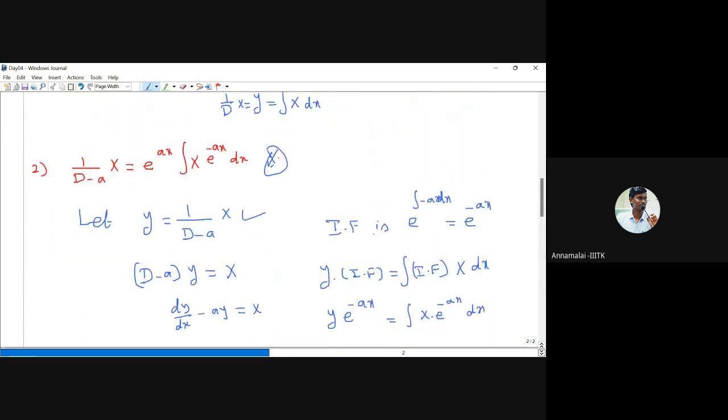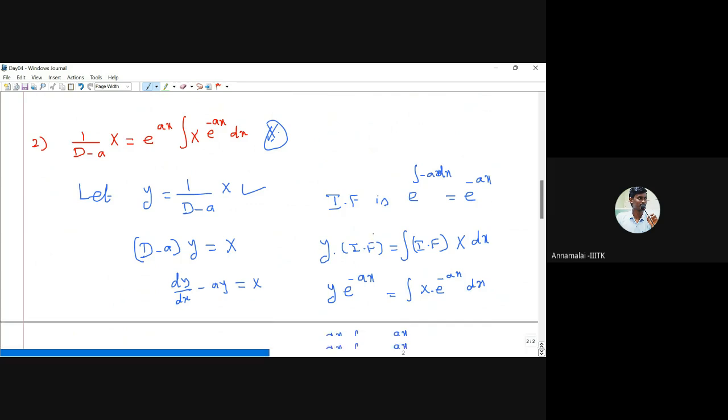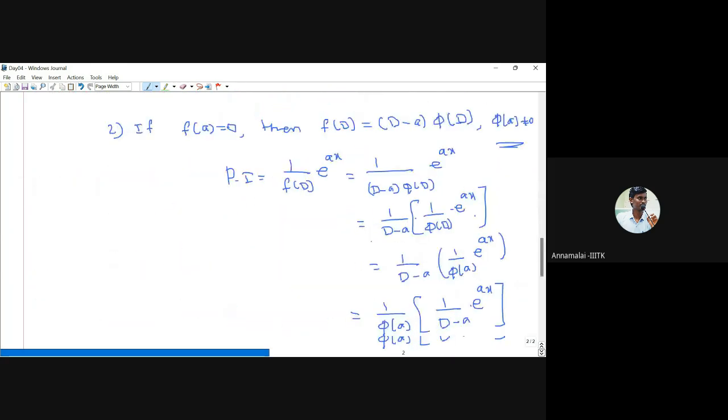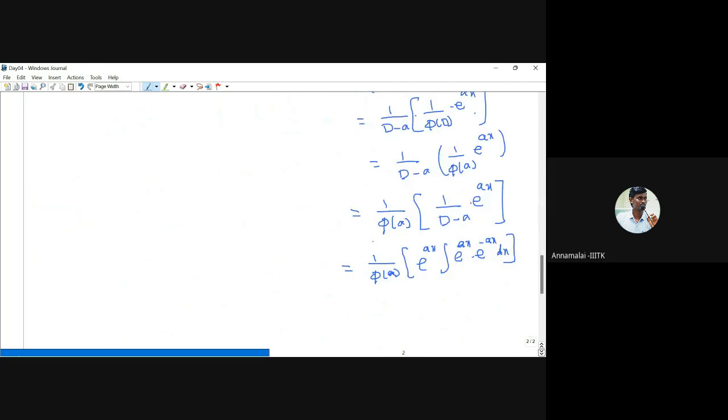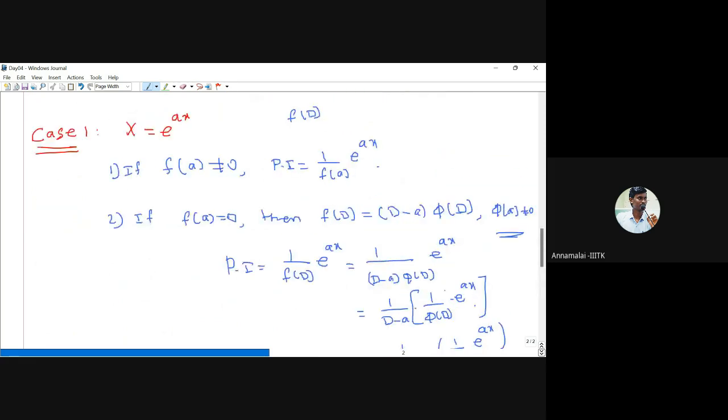Whenever (D minus a) into y is nothing but e power ax into the integral of X into e power minus ax, but in our case X itself is e power ax. So therefore we get this: the integral of e power ax times e power minus ax gives e power 0, and e power 0 is 1. If you differentiate dx, we get x. So finally we get x by phi of a into e power ax. This is a particular integral if a is a single root.